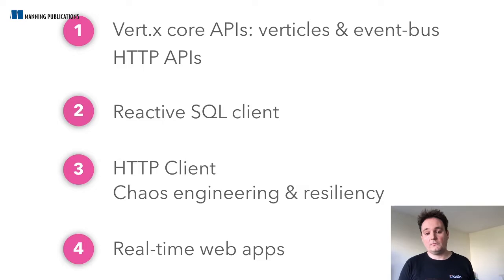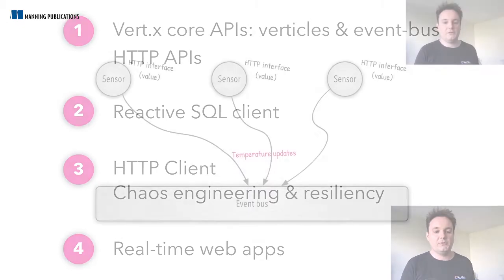Then we'll do some kind of edge service. So we will play with an HTTP client to make requests to other services. And here we'll do some chaos engineering, which is extremely fun because you can just break everything and see what happens. So basically we'll introduce some delays in the SQL database, and we'll see what happens and how to mitigate issues. And if time permits, we'll look into real-time web applications. So let me just show you what we are going to do in the first step.